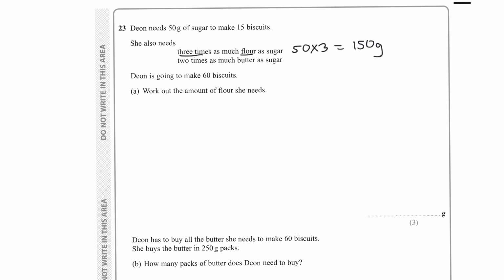And then in terms of how many biscuits she's making, this 150 grams is for 15 biscuits. She wants to make 60 biscuits. So if you do 60 divided by 15, you end up with 4. So therefore, we need to times this 150 grams by 4 as well. And that would leave us with 600 grams of flour that Dion needs.